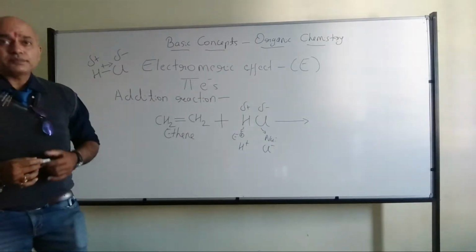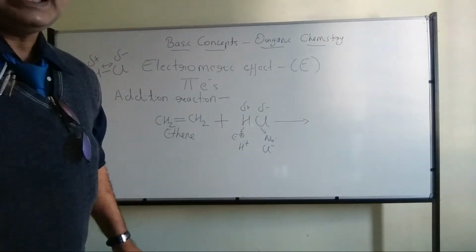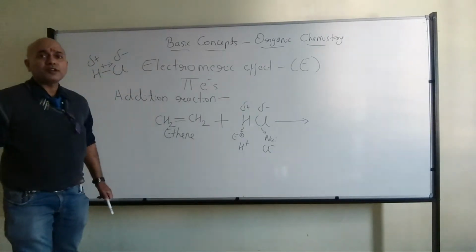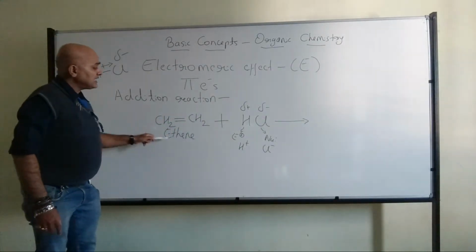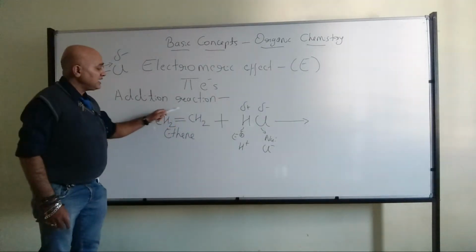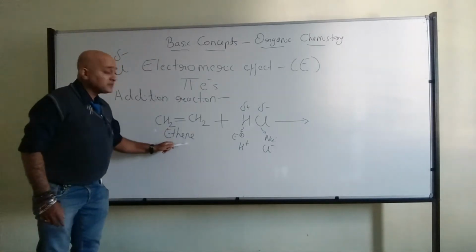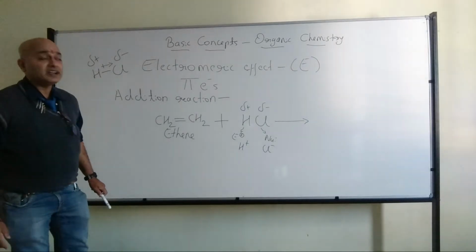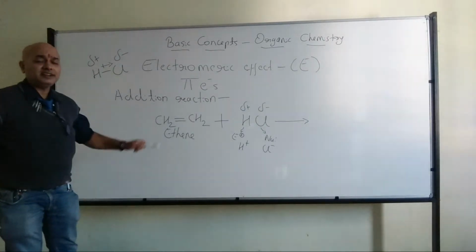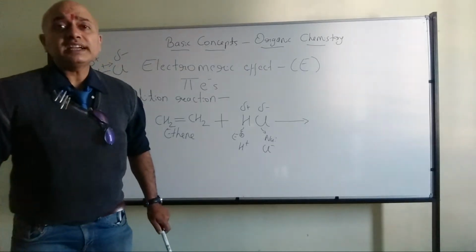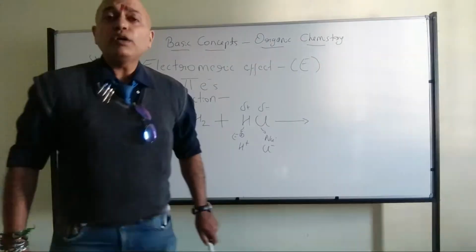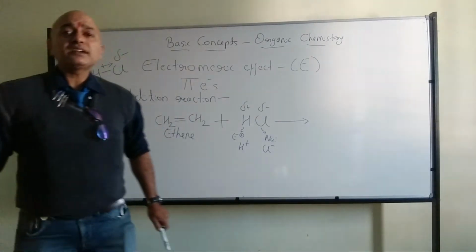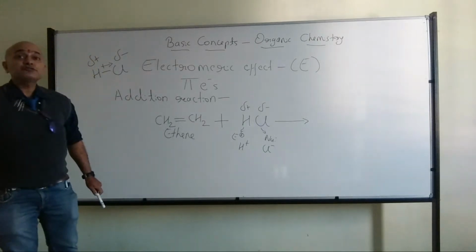Now, whenever there is a presence of a nucleophile and an electrophile, there will be a shifting, a displacement of electrons in an alkene or alkyne. Here I have taken an alkene, which is ethene. It is an example of an alkene, a double bond containing molecule, and we can call it an unsaturated organic compound. Whichever organic compound has a double or triple bond, we can consider it an unsaturated compound.